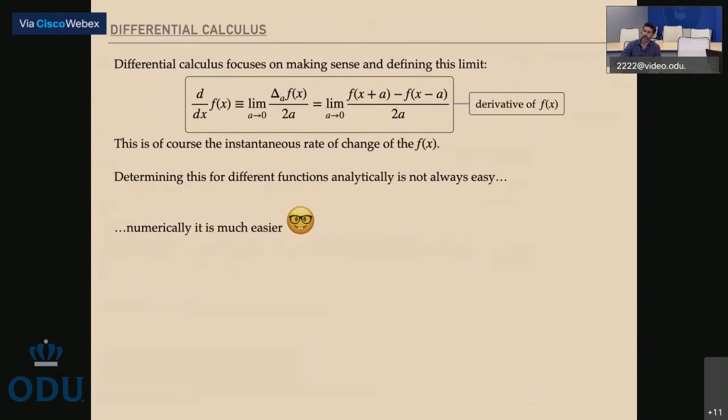Okay. And so differential calculus, as I said, mostly focuses on making sense of and defining these limits. So this d over dx acting on a function is the instantaneous rate of change of that function, also known as a derivative. And here I'm defining it with this notation of a, which is what I'm going to be using throughout. The delta a of f acting on f of x divided by 2a, I can just define by bringing back the definition from the very first slide of these notes, and that's equal to f of x plus a minus f of x minus a, divided by 2a.